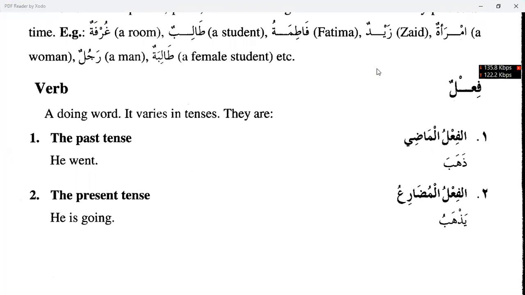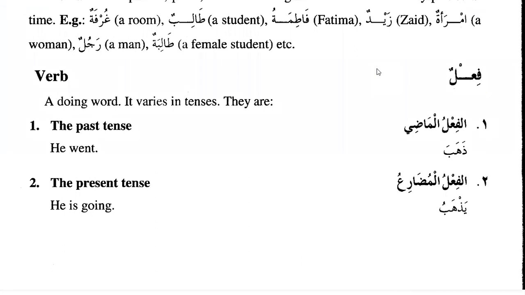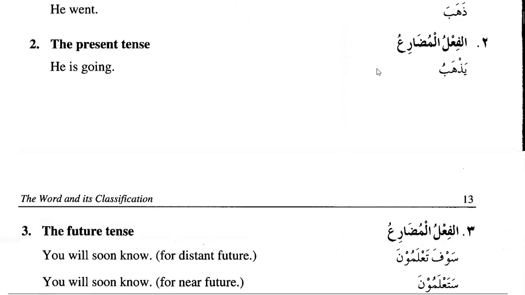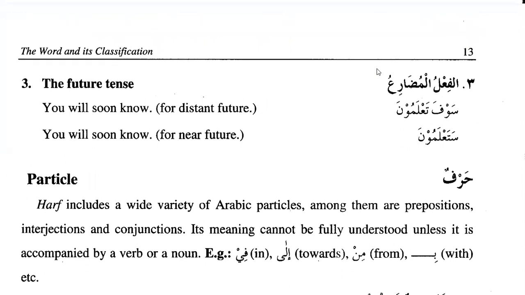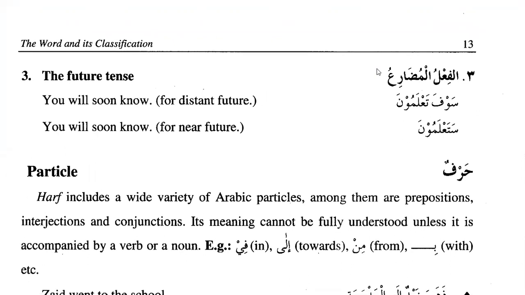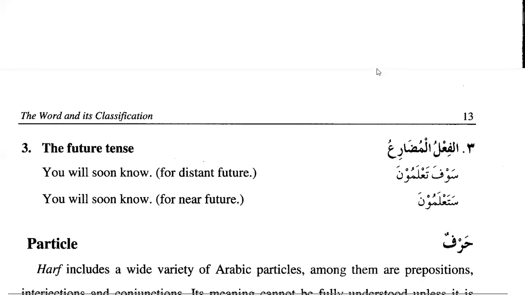A doing word has its variation. Tenses, they are the past tense, al-fi'l mazi, the present tense, al-fi'l muzari, the future tense, al-fi'l muzari. Read the sentences also. Read the example of fi'l muzari. You will soon know. Sawfa ta'lamuna. You will soon know.